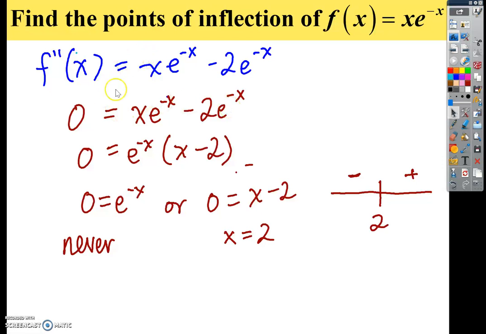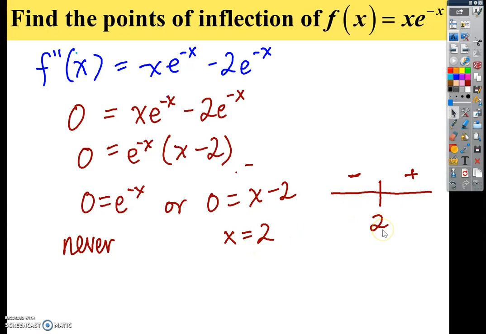So what I did here is I set it equal to 0. I factored out e to the negative x. So then I set each part equal to 0. 0 equals e to the negative x. That's never going to happen because e to the x will never be 0. And then 0 equals x minus 2. So 2 is a possible point of inflection.